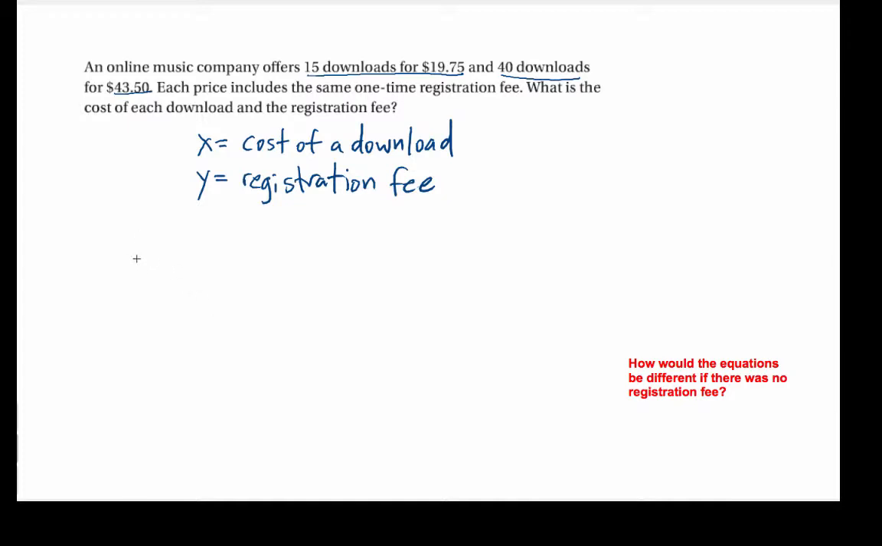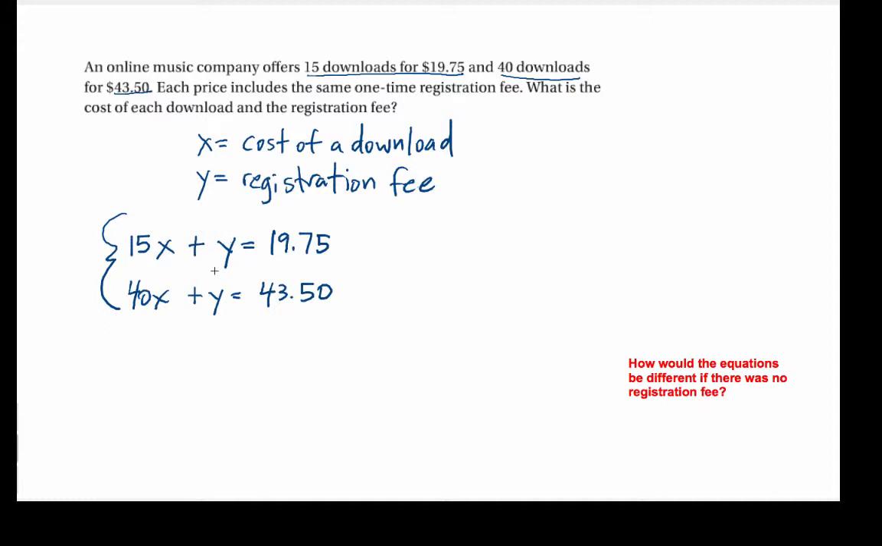So for the first situation, when we have 15 downloads, it says 15 downloads for $19.75. So we have 15 downloads times the cost of a download, 15x, plus the registration fee, which we don't know, y, equals $19.75. The second equation, we know it's going to be 40x, okay? 40 downloads times the cost of a download plus that same registration fee equals $43.50. All right, so there's our system. So we're going to work with these two equations together, all right?